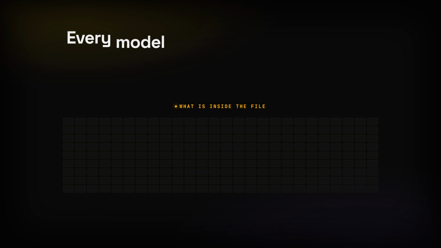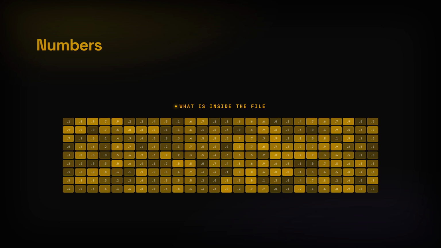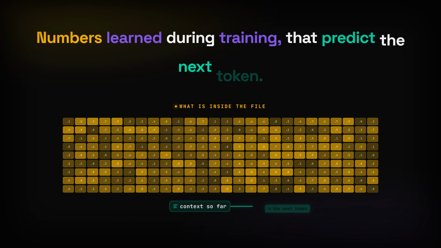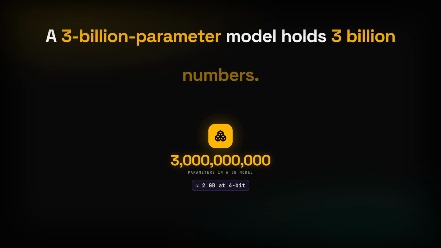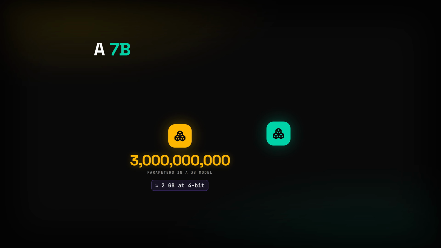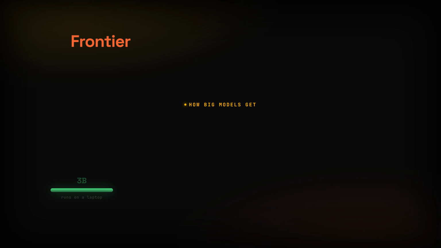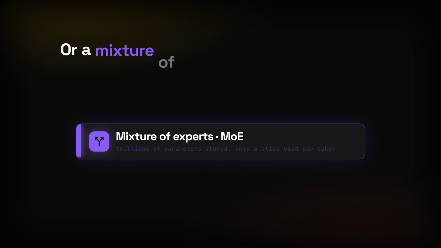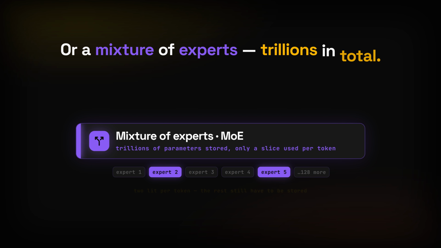The core of every model consists of parameters, commonly referred to as weights. These weights are numerical values learned during training that determine how the model predicts the next token in a sequence. For example, a 3 billion parameter model contains approximately 3 billion learned numerical values. A 7 billion parameter model contains approximately 7 billion parameters. Modern frontier models may contain hundreds of billions of parameters, or even use mixtures of experts, commonly referred to as MoE, containing trillions of total parameters.